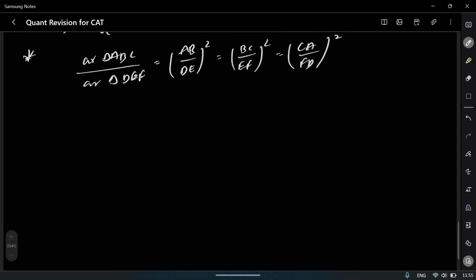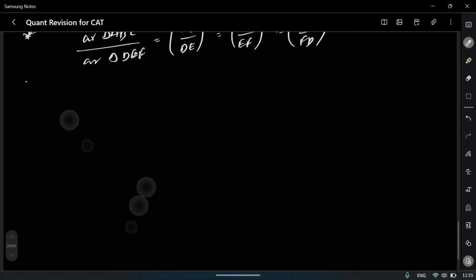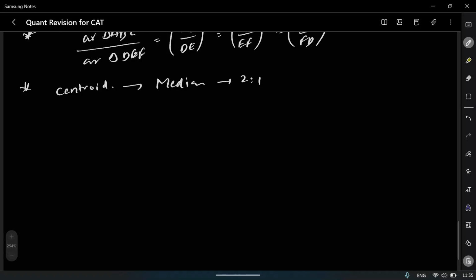And one property regarding centroid. Centroid divides the median in the ratio 2 is to 1. Centroid divides the median in the ratio 2 is to 1, and it divides a triangle into 6 equal parts. Centroid divides a triangle into 6 equal parts.